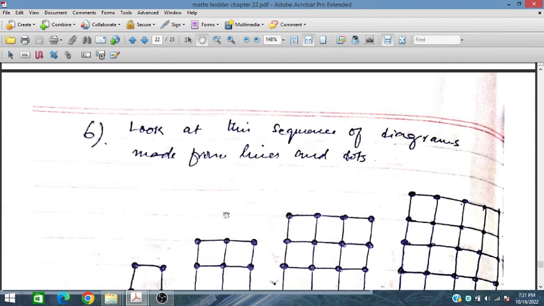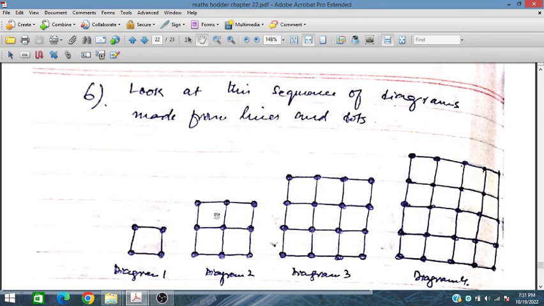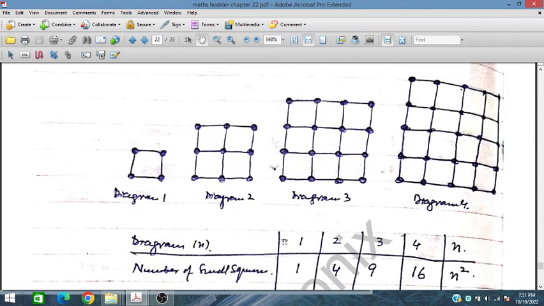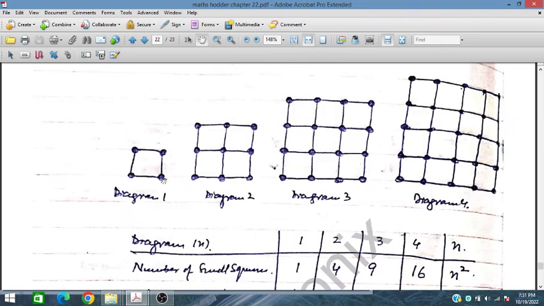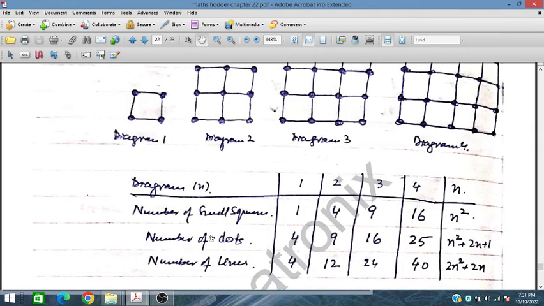Now look at this sequence of diagrams here. This is very, very important. In this problem we have a diagram with four lines, 1, 2, 3, 4, and then here we have 12 lines, and the number of dots is 9. So we have to fill this in, where the number of small squares is 1, 2, 3, 4, n. So n is the number of small squares.